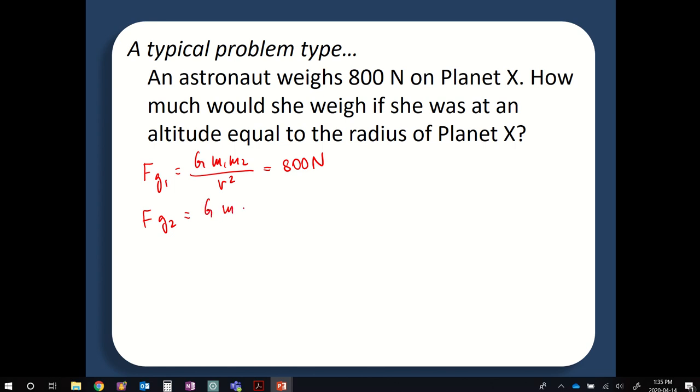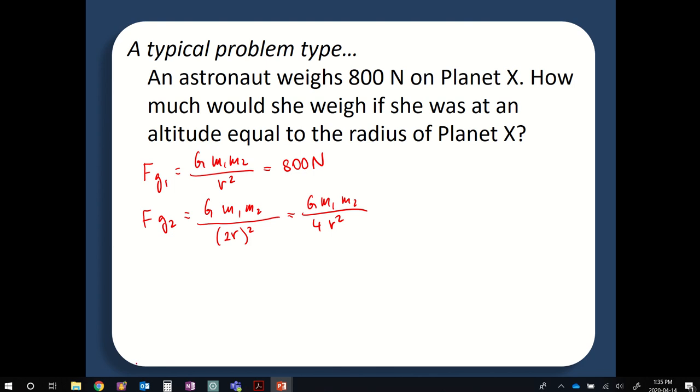So again, the equation is going to be very similar. The only difference now is that instead of just r, it's going to be 2r squared. Now let's pull this 2 to the front of the equation. So we're going to use our exponent laws here to move the 2 outside of the parentheses. So 2 squared is 4. So that's what we get.